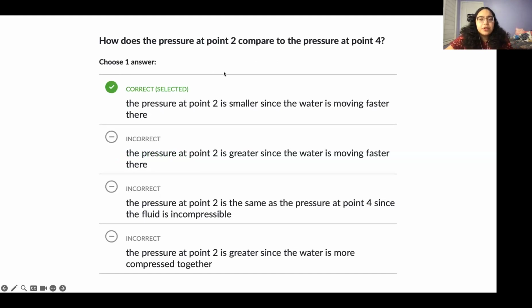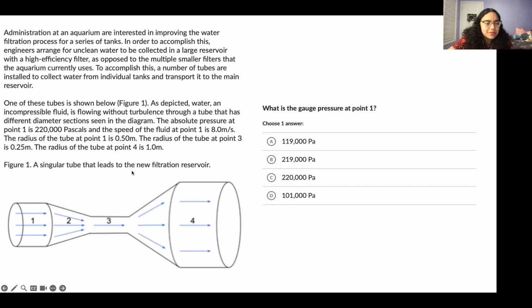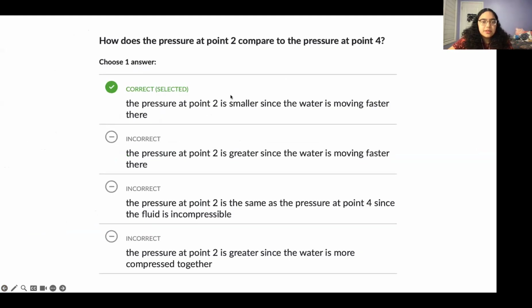Comparing pressure at point 2 to point 4, the pressure at point 2 will be smaller because water is moving faster there. The fluid is moving faster at point 2 compared to 4 because it's narrower and it's at the same height, so height wouldn't factor into this. Bernoulli's principle says if height's not a factor, the pressure will decrease if the speed increases. So it'll be a smaller pressure because the velocity is greater, and the velocity is greater because the area is smaller. So it's kind of back and forthing through all those things.